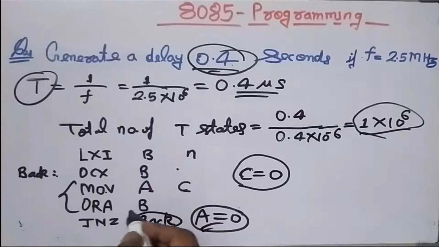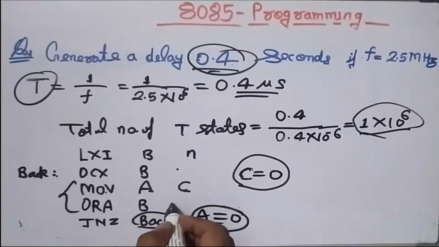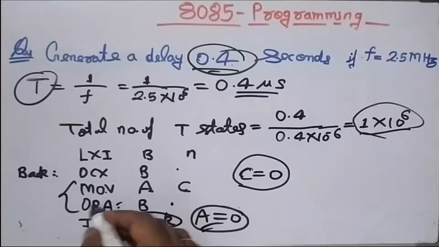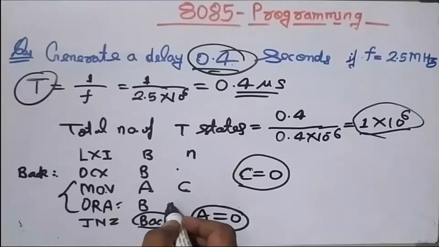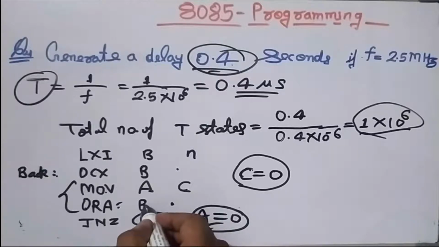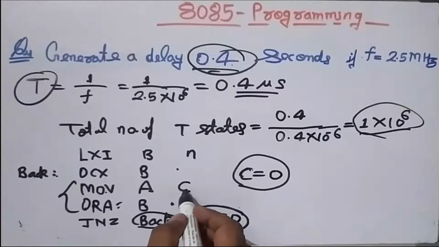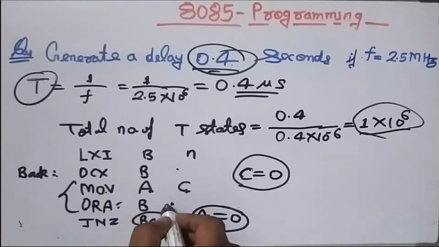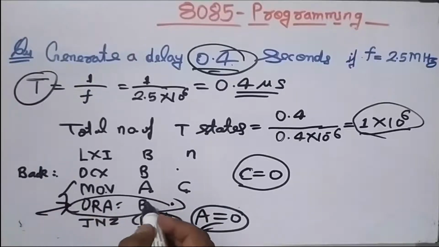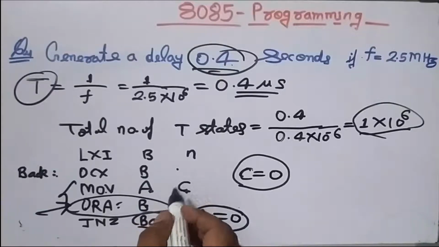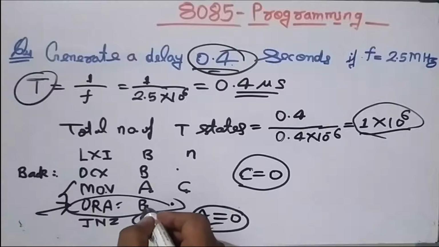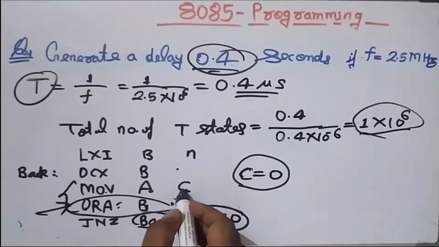Okay, and ORA means this instruction will logically OR with the contents of B, and by default one operand is in A. It means this instruction will OR the contents of accumulator A and the contents of accumulator B. Now the data contained in C is stored in A, which means in this instruction you are ORing the contents of B with C. Look carefully, you are ORing the contents of register B with the contents of register C continuously.